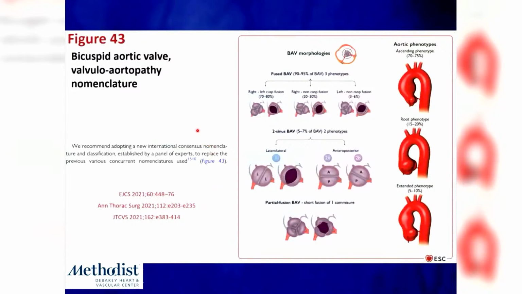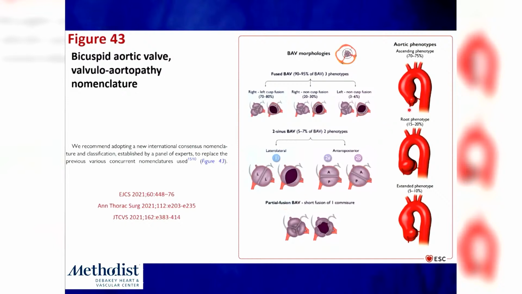This is the recent updated nomenclature by the European guidelines to replace the old Sievers classification, where they talk about the 3 phenotypes of the fused bicuspid aortic valve. So they talk about the right-left cusp fusion, which is the most common, the right-non cusp fusion, which is the second most common, and then the left-non cusp fusion. There is also the 2 sinus bicuspid aortic valve. Think about this as your Sievers type 0, where the valve can actually open either lateral to lateral or anterior-posterior. And then there's the forme fruste bicuspid aortic valve, where you have a partial fusion.